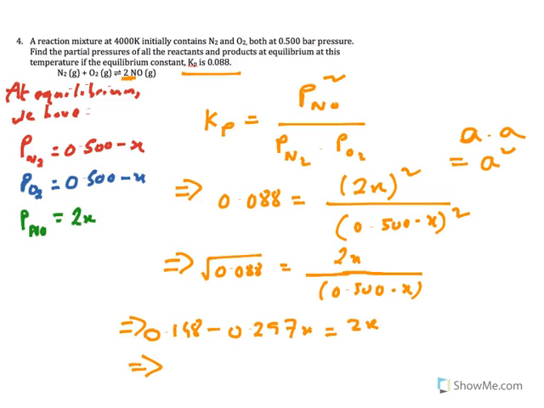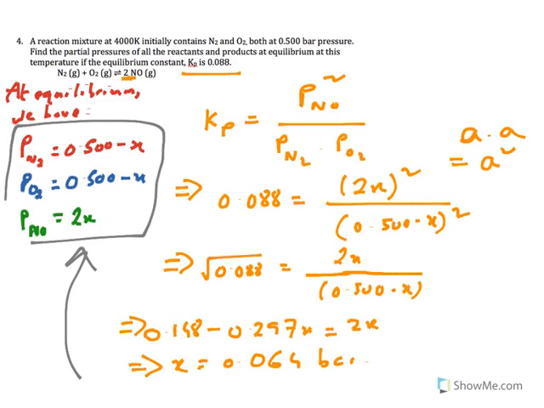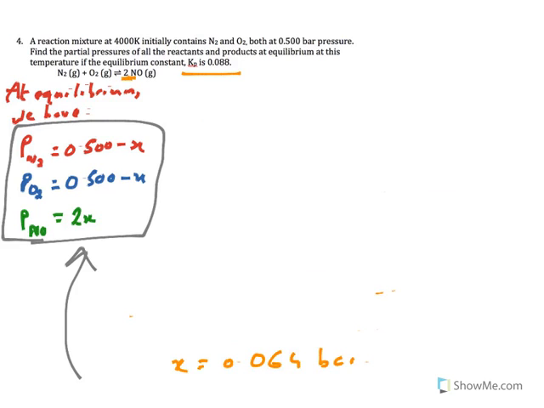Now solving for x, we end up with a value of 0.064. Now that we know the value of x, which is 0.064 bar, we can plug this value back into all of these variables for our partial pressures, and they will give us the answer. So we'll get the partial pressure of every single reactant and product in this reaction. Now that we have the value of x, let's plug it in.